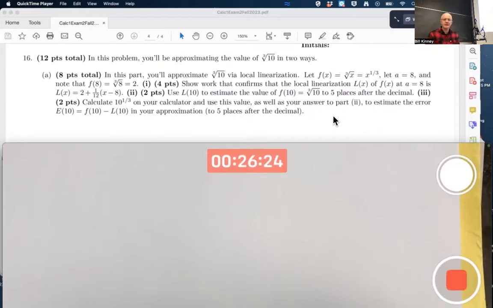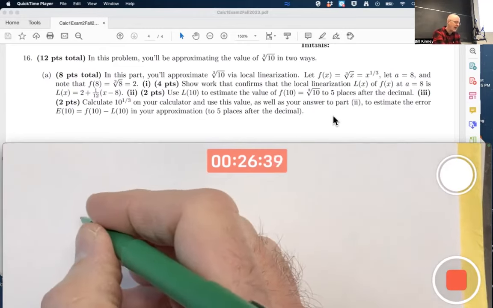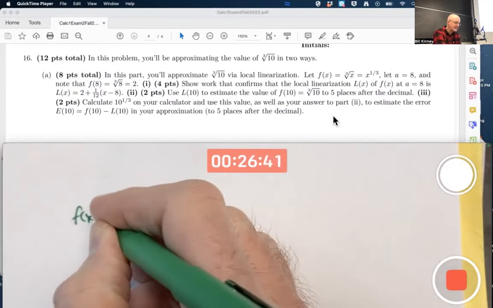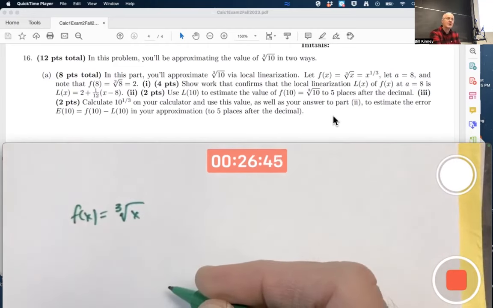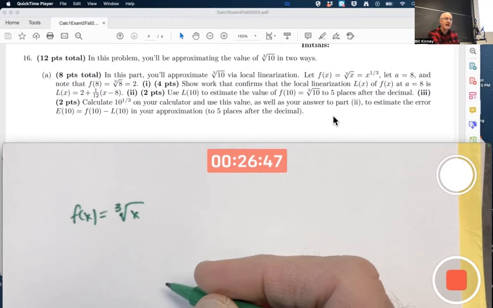Problem 16 gave people trouble as well. We're approximating the cube root of 10 in 2 ways. I did give you help with this, so it's something you should be able to do. You just need to use the right formulas, essentially. So in part A, f of x is the cube root of x. Because we're trying to approximate the cube root of 10, we're trying to approximate f of 10 for part A.